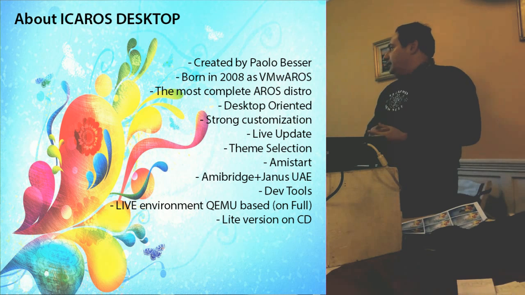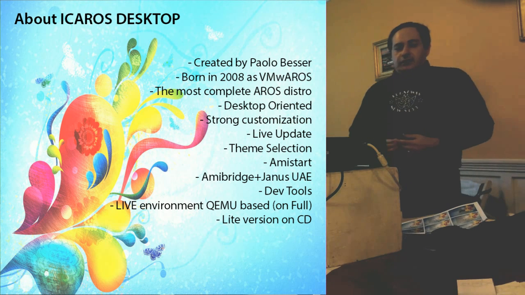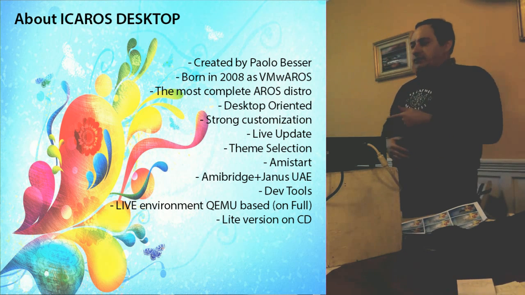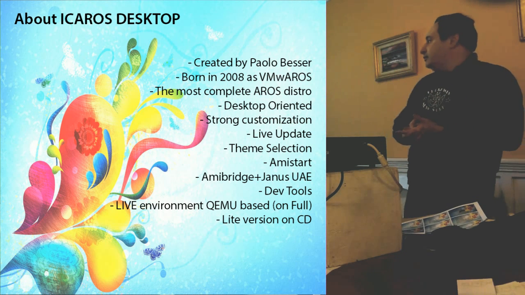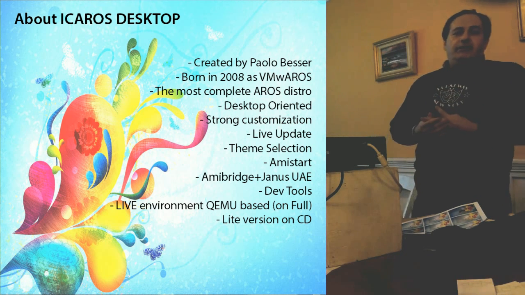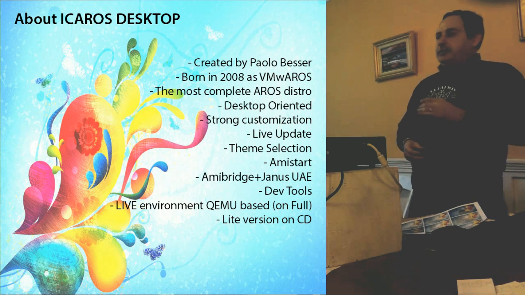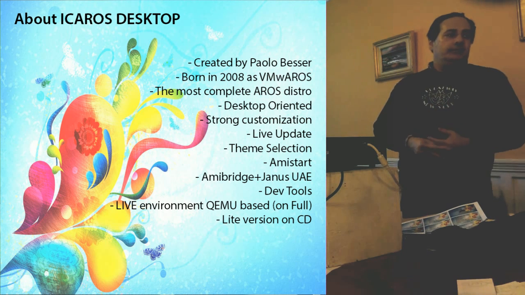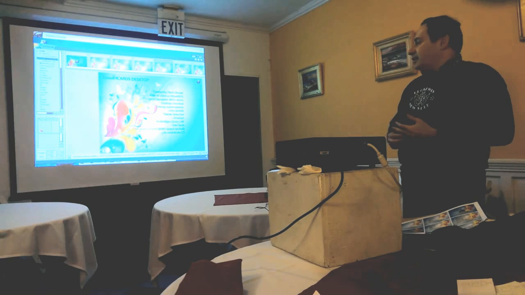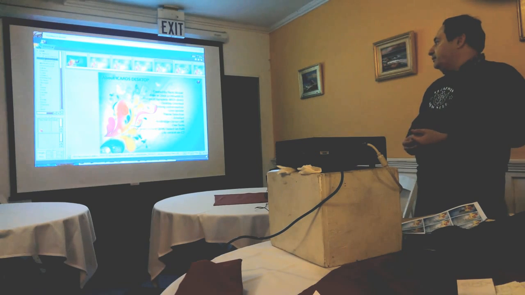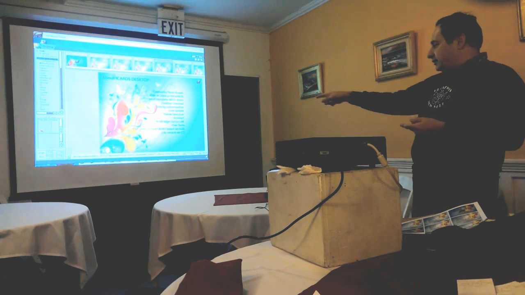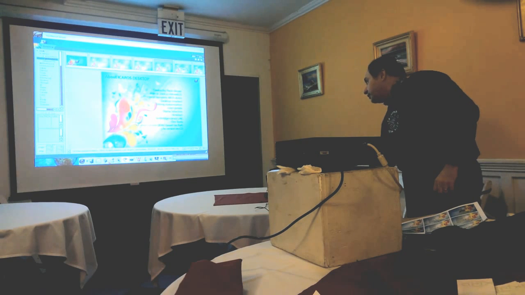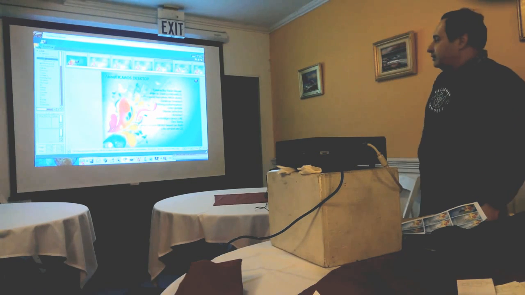It's mostly desktop oriented, and compared to the original Aros Nightly, it is strongly customized. There are a lot of custom technologies that Besser added. There is a live update system for the distribution, meaning that you can use a program to update part of the distribution. There is a custom-made theme selection. There is Amistart, the custom menu, which is a port of a utility from Amiga OS, and has distinguished Icaros since version 1.